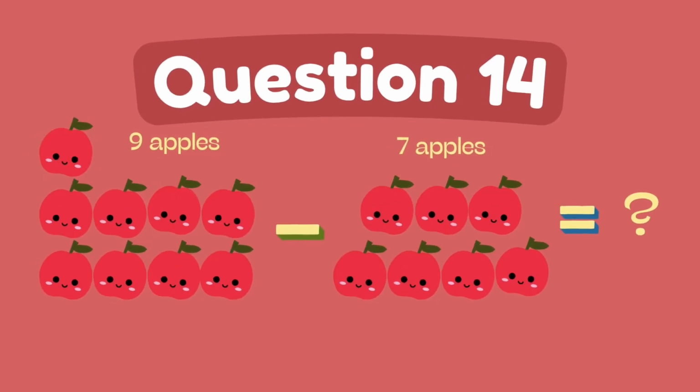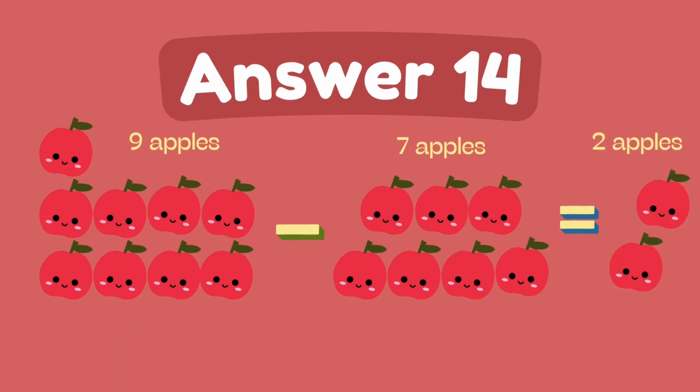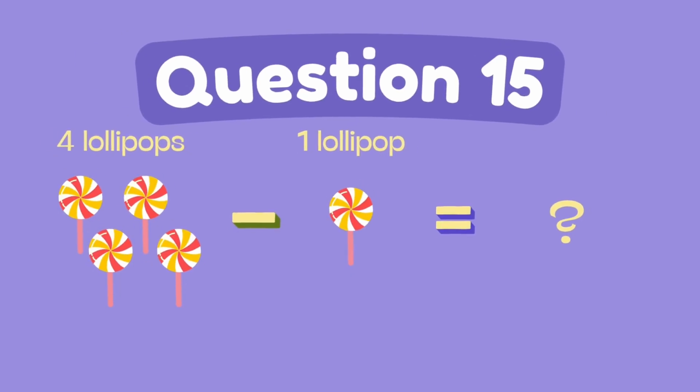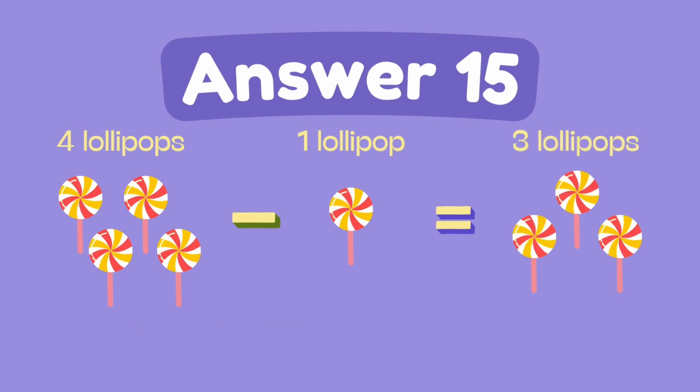What is 9 minus 7? The answer is 2. What is 4 minus 1? The answer is 3.